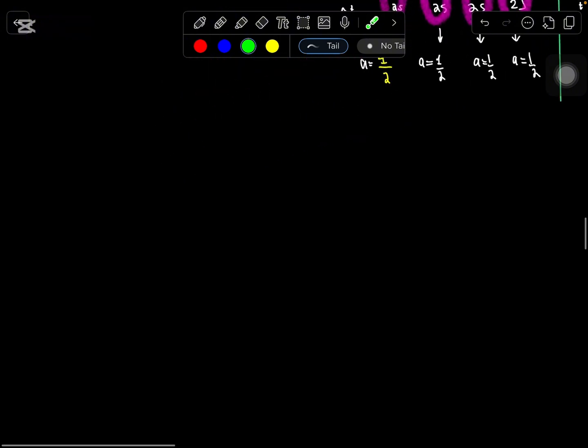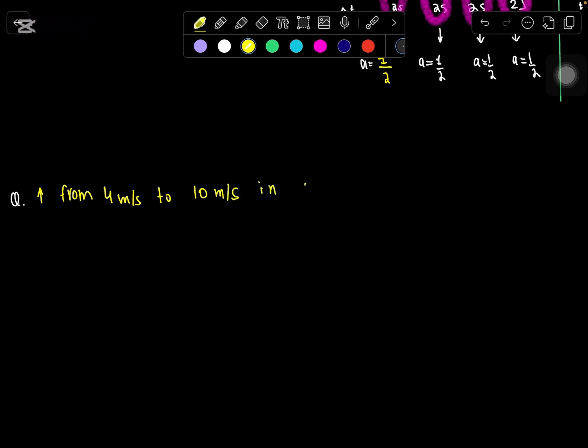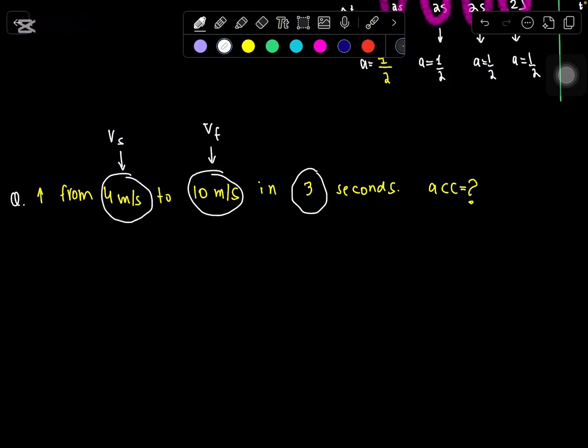Lastly, let's do a question and we'll end the class. Let's say the velocity of a car increases from 4 meters per second to 10 meters per second in 3 seconds. Find its acceleration. So it increased from 4 to 10. Firstly, identify which one is the final velocity and which is the starting velocity. The car started at 4 meters per second, so this is your starting velocity, and it finally reached the velocity of 10 meters per second. And how much time did it take to reach that velocity? 3 seconds. So this is your time, or change in time, and you have to find the acceleration.